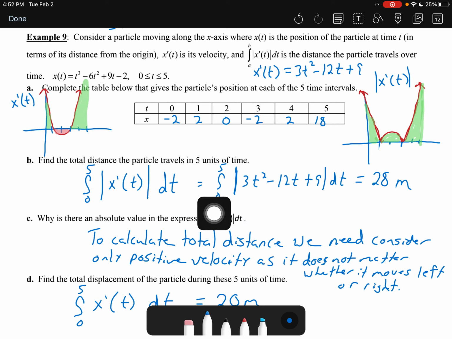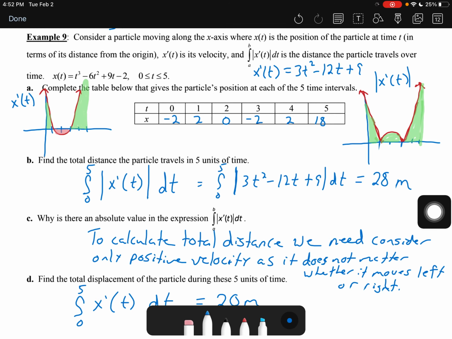Okay, so if I were to put this velocity in absolute values, now that gives me the total distance. It doesn't matter if it's moving right or if it's moving left. That'll give me just the total distance that it's traveled from its starting position. You're just totaling the distance up. So I put that in there.